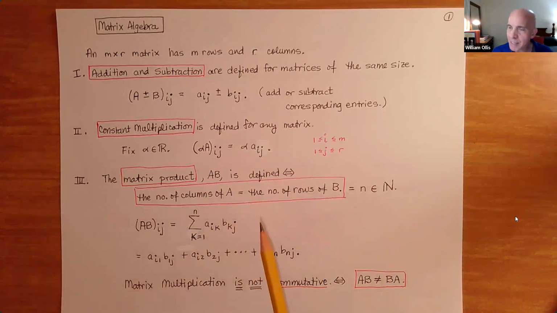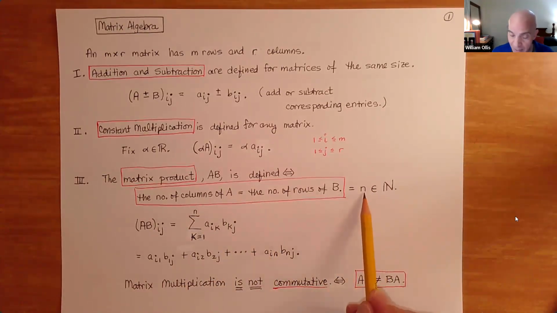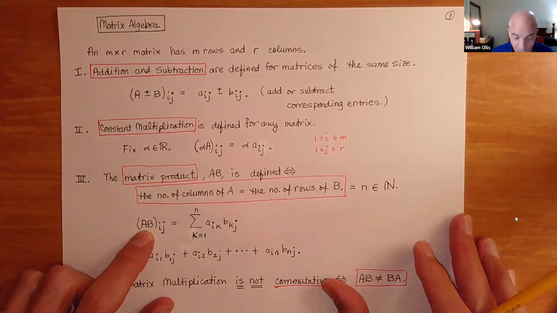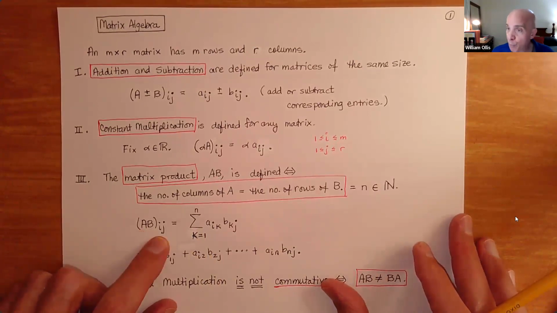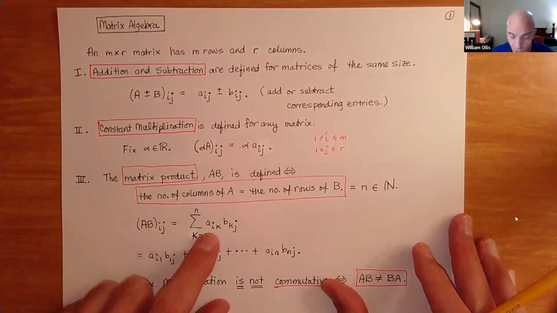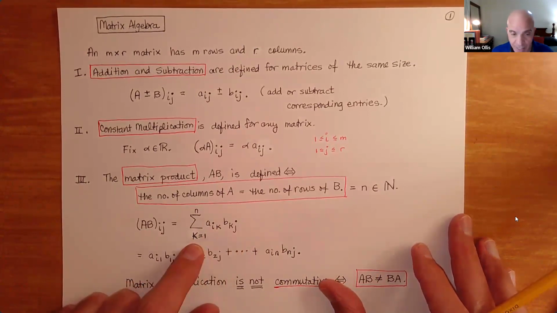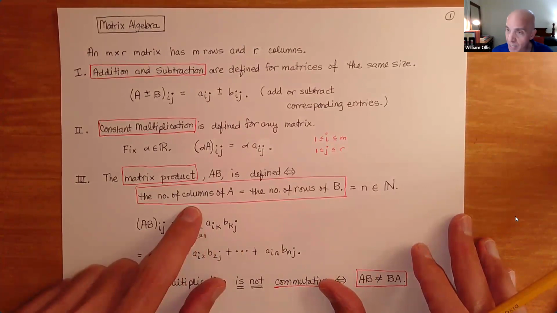But what it means is that as we define the IJ entry of the product matrix, we use this N as the upper limit of a summation. So when we think about the IJ entry of the matrix product AB, we will look at the ith row in matrix A, and the jth column in matrix B, and the index will run from 1 to N.